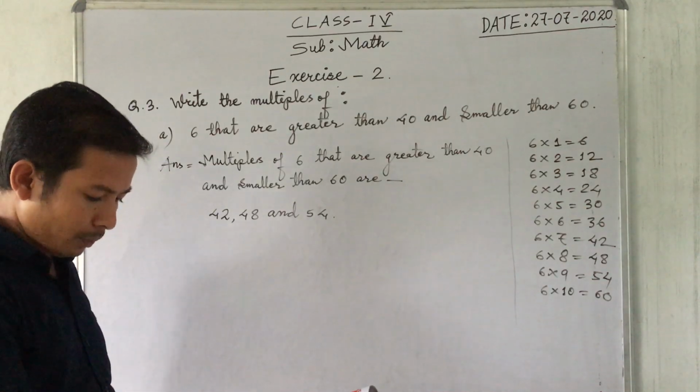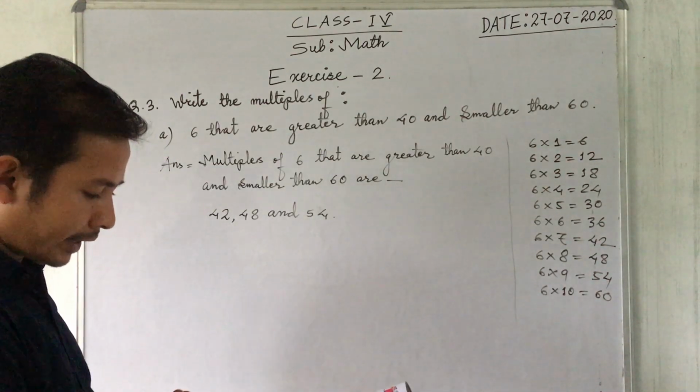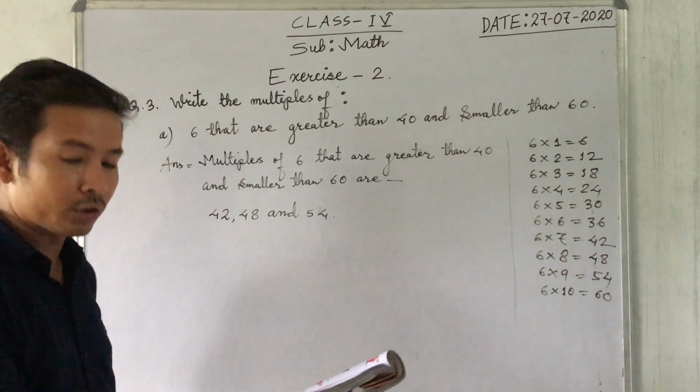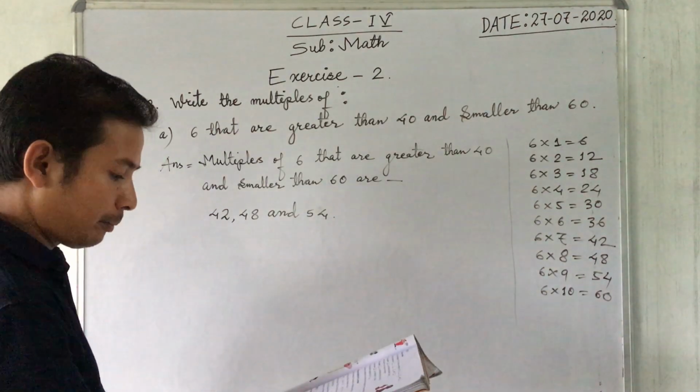Now question number 4: ring the numbers that are multiples of both 1 and 2. There are many questions given.